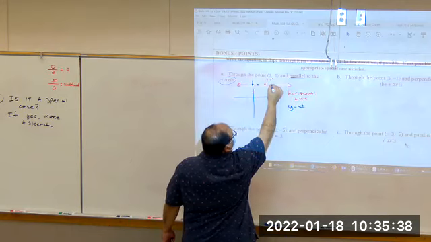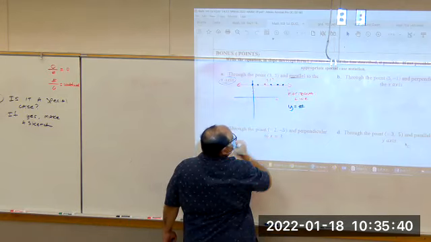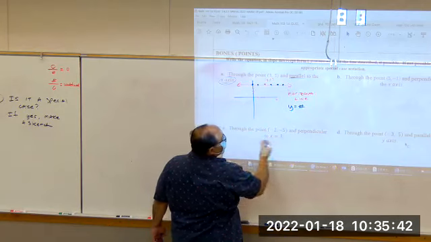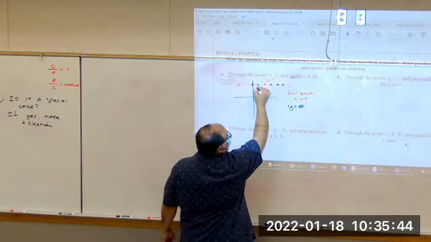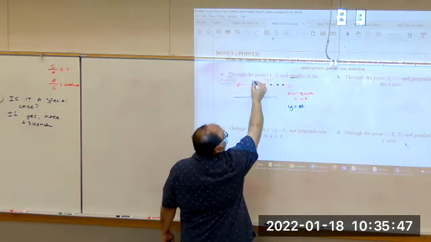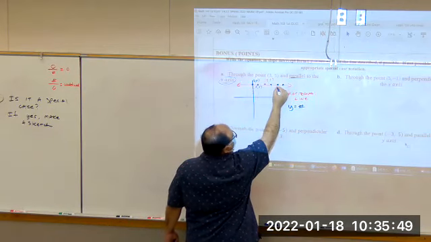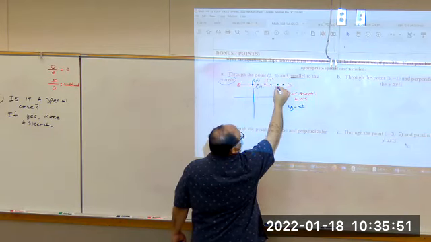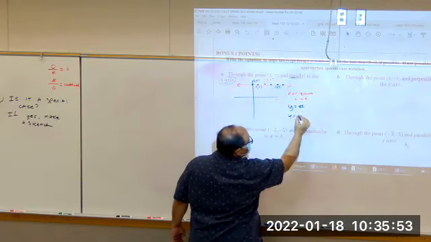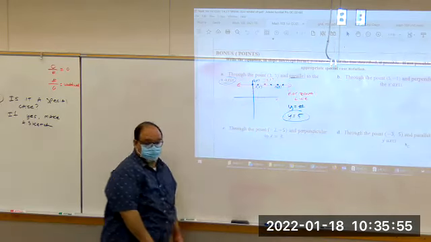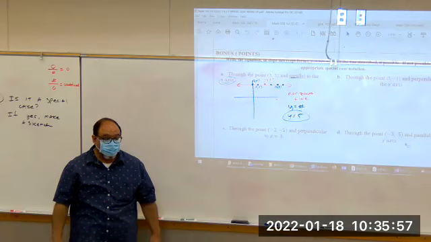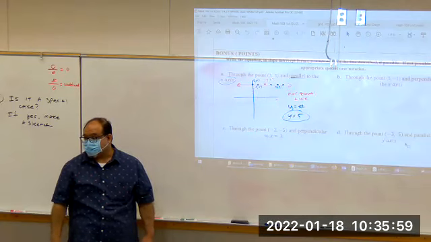What will all the Y's be on this line? They will all equal 5. If this is 1, that's a 5. This is 0, that's a 5. If this is 12, that's a 5. All the Y's are a 5. And that's the answer to the problem. That's the equation of the line, Y equals 5.